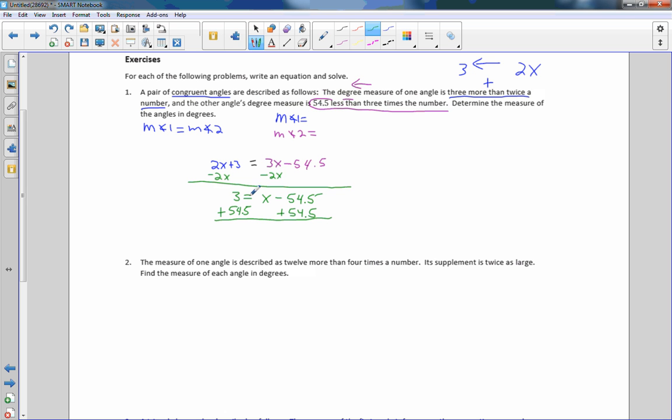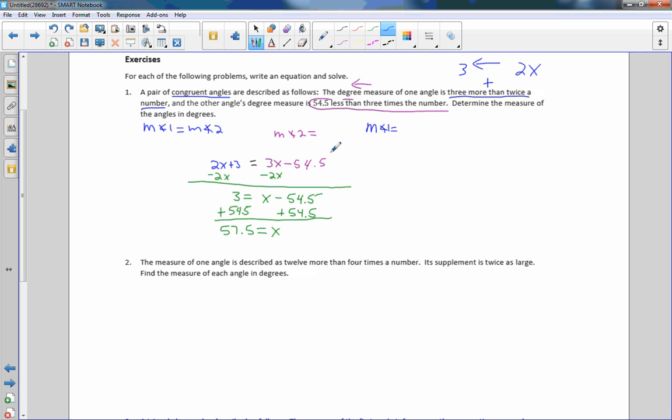Okay, so 3 plus 54.5 is 57.5 equals x. These cancel. Okay, so now I know the measure of angle 1. Now let me move this over here, because what is it saying to do? I found x. Did it say find x? No. It said determine the measure of the angles in degrees.